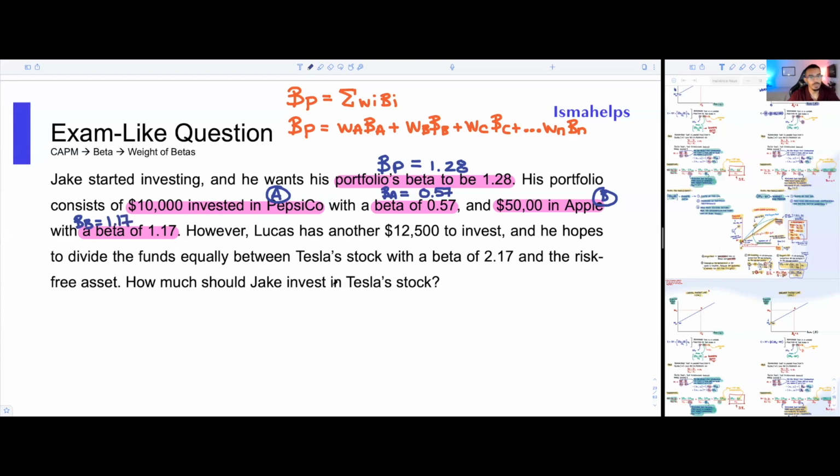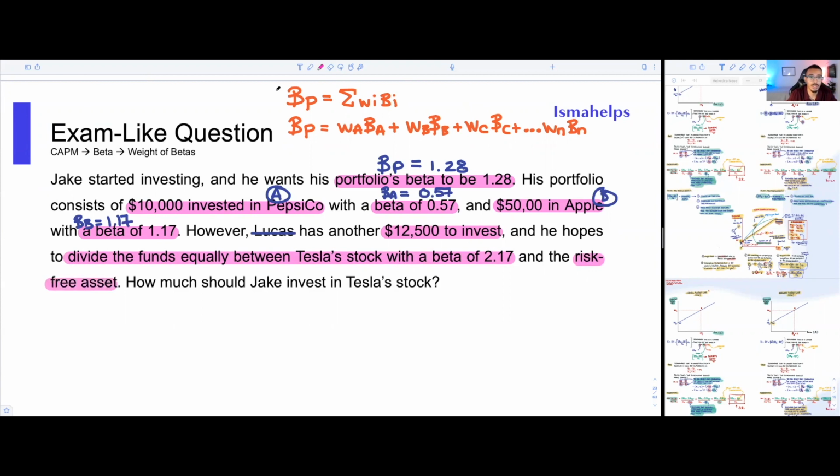However, Jake has another $12,500 to invest. So he has more money to invest. Good for Jake. No, it's Jake, my bad. However, Jake has another $12,500 to invest, and he hopes to divide the funds equally between Tesla stock with a beta of 2.17 and the risk-free asset.